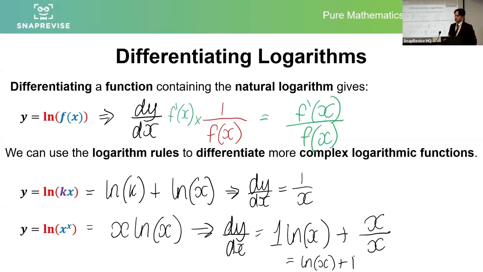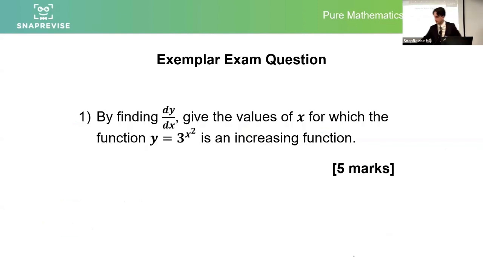I'm going to push on to some exam questions now, just so we can get time to go through a bit of implicit as well. I'm actually going to just guide us full steam ahead through this one. So please try and make notes, just so that we can allow a bit of a break as well. So by finding dy dx, give the values of x for which the function y equals 3 to the x squared is an increasing function, right? This looks pretty epic. Let's have a little look.